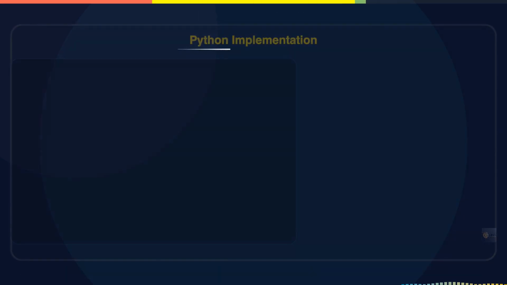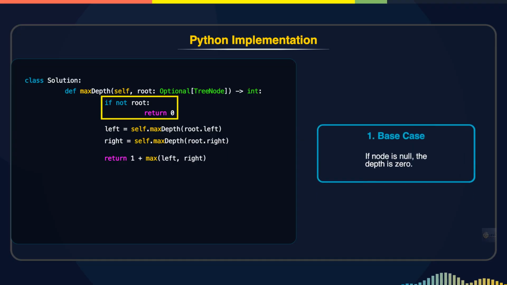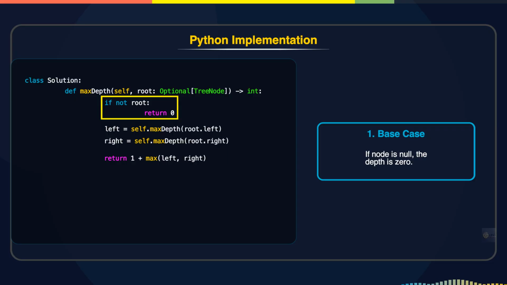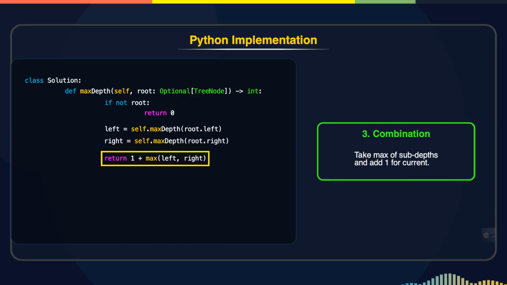Now, let's look at the Python code. We define a recursive function maxDepth. First, the base case, if the root is null, we return 0. Otherwise, we recursively call maxDepth on the left and right children. We take the maximum of these two results and add 1. This elegant solution captures the tree's depth in just a few lines of code.